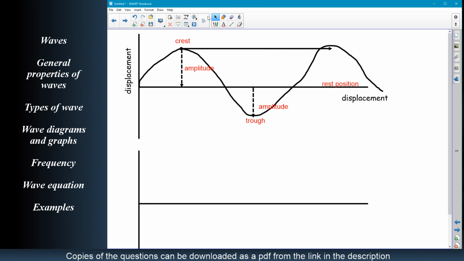It has to be right from the crest of one wave to the crest of the next wave, or from the trough of one wave to the trough of the next wave. If we had it, that would be the same. And this is the length of one wave.